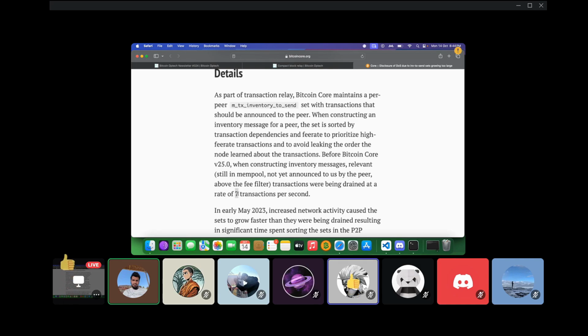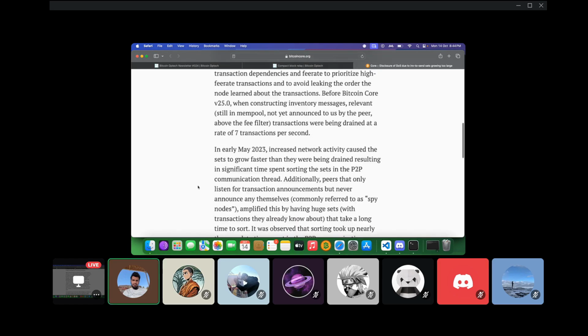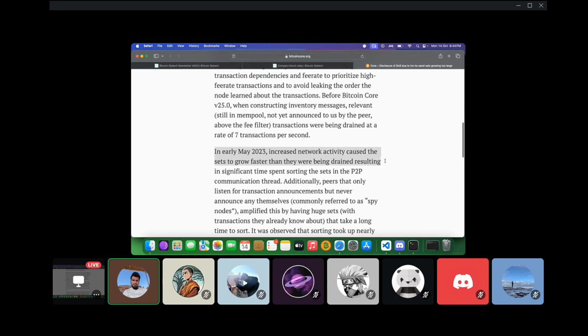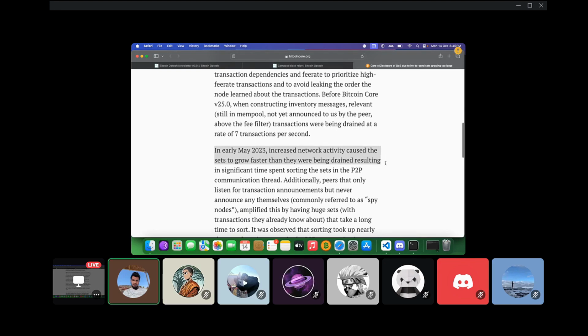I think in 2023 itself, a PR was opened that suggested that we should increase from 7 to 22 transactions. That PR got closed, and recently another PR is open to increase this number to 14 transactions. But as far as my knowledge is concerned, currently the relay rate is 7 transactions per second. In early May 2023, increased network activity caused the sets to grow faster than they were being drained, right?